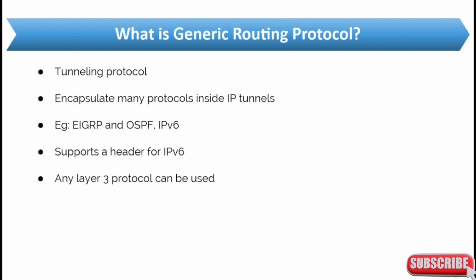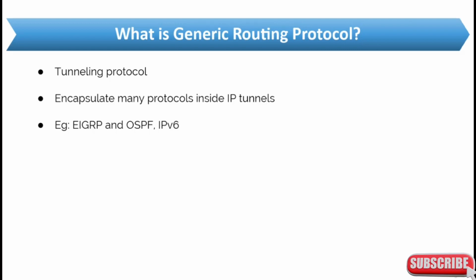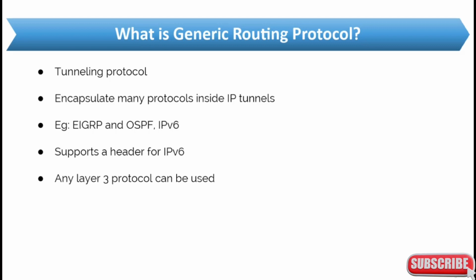So now let me first tell you what generic routing protocol is. Basically, generic routing protocol acts as a carrier protocol for many different protocols which want to go through the internet. A GRE tunnel interface supports a header for a passenger protocol or encapsulated protocols like IP or IPv6, which is the protocol being encapsulated by GRE. Now, GRE tunnels have a GRE header, so that any layer 3, that is the network layer protocol, can be used through the tunnel.